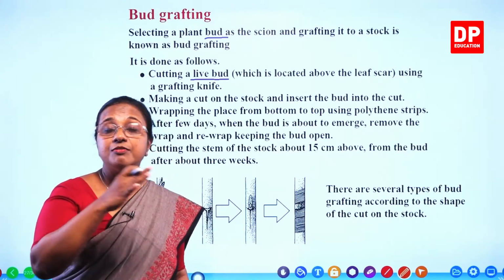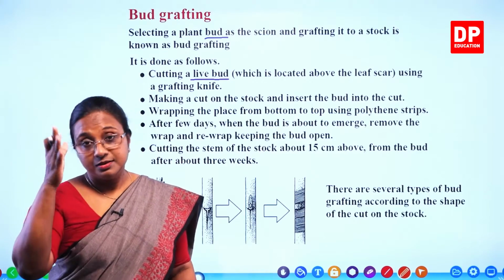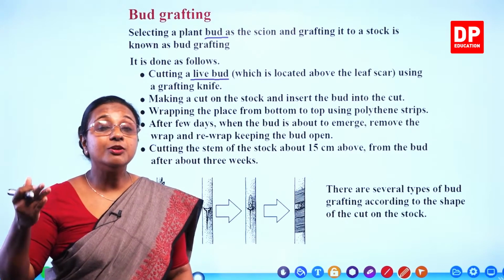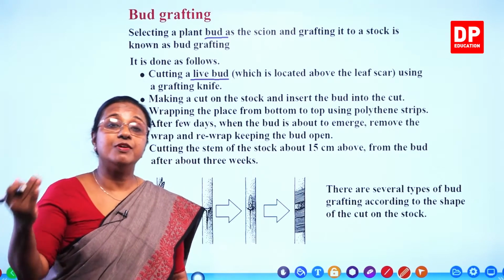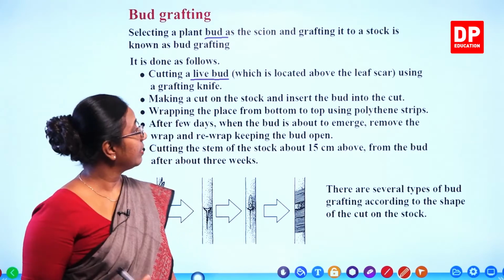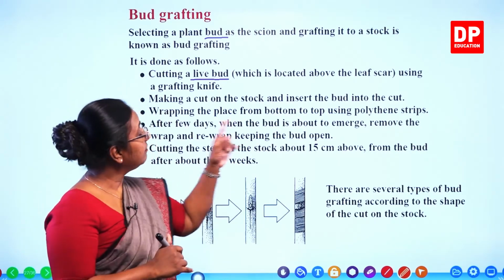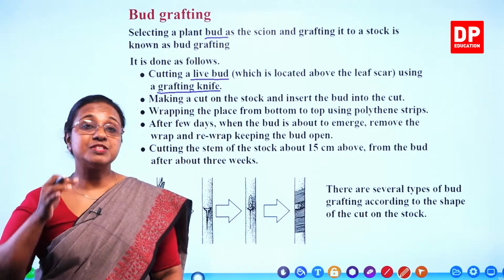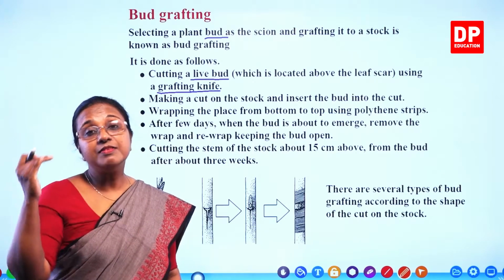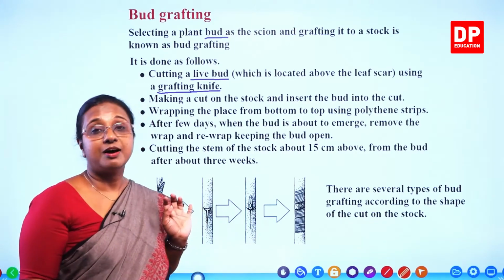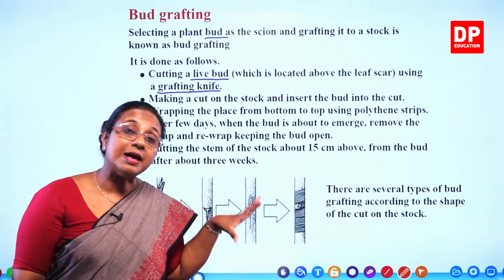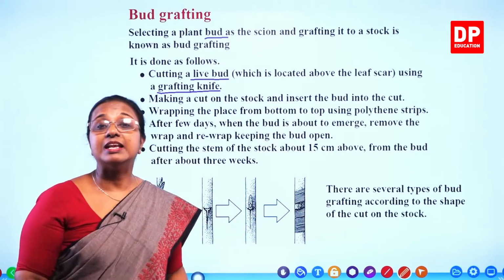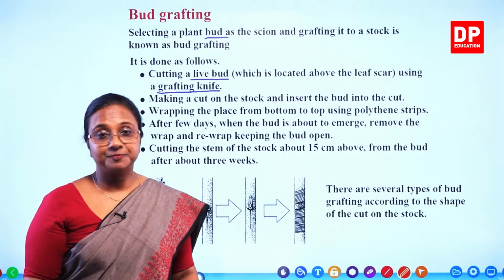When the mature leaf falls off from the branch or the twig, it leaves a scar. You can see the point where the petiole, or the stalk of the leaf, was attached to the twig. That is what we call the leaf scar. And we need to cut this using a grafting knife. Normally, these grafting knives are very sharp knives with curved edges, used specially for grafting, so that they don't damage the tissue. You can easily cut the bud off, and also attach it to the stalk plant.